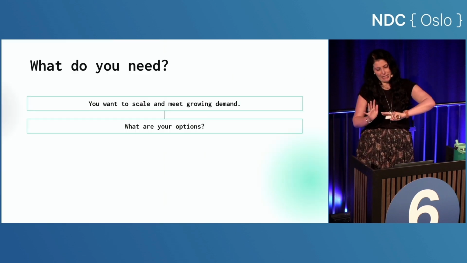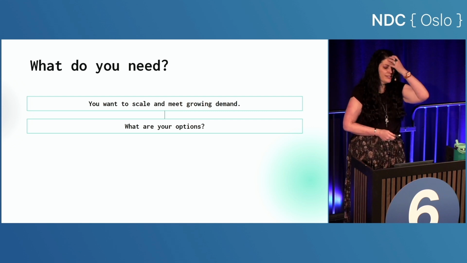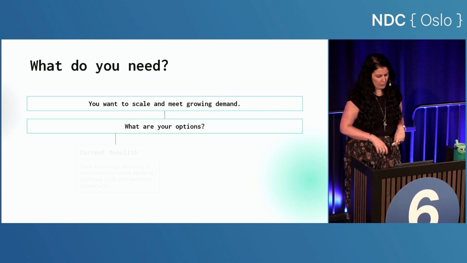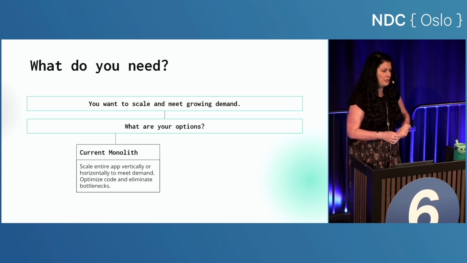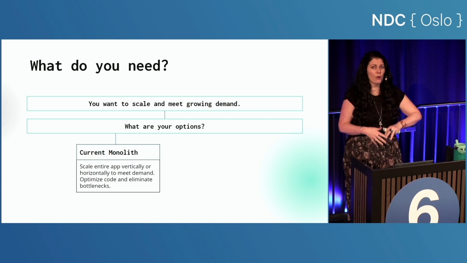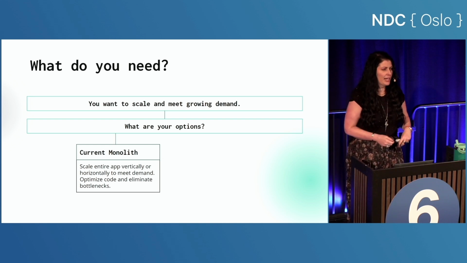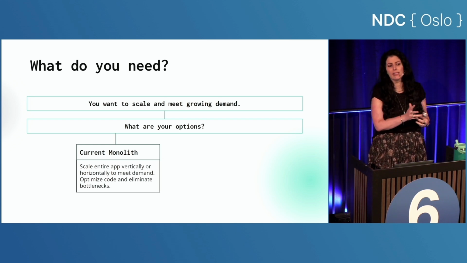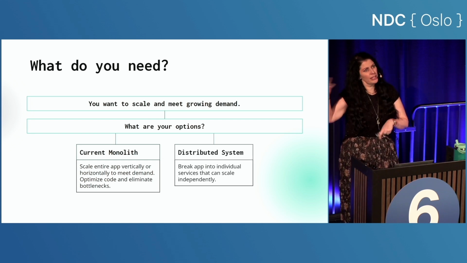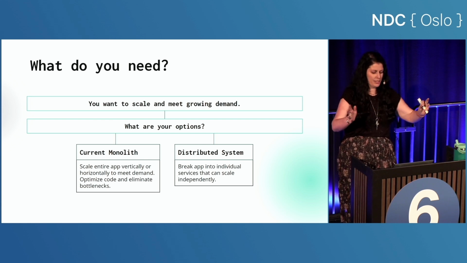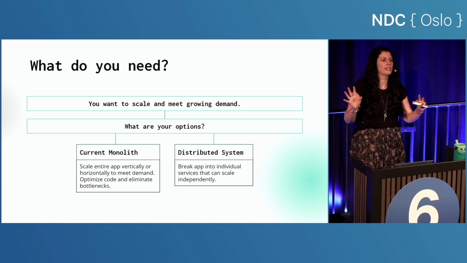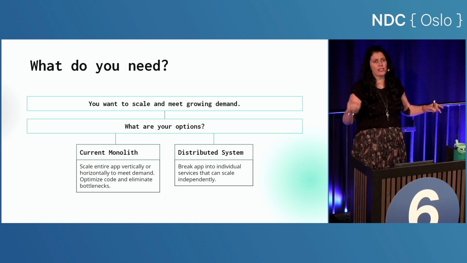Okay, so why might you need it if you needed it? Well, you want to scale and meet your growing business demands. So you may think you only have 2 options. You've got your current monolith. You could scale the entire app. That would be vertically by giving it more compute, or horizontally by multiple instances. You could go and look at where the bottlenecks are and maybe refactor a bit of code here and there and make it a little bit better. Or you have the other option that you seem to be presented, which is distributed systems. And you break up your app into individual services that can all scale independently. It's magic. It all works. It's amazing. You're running ahead.